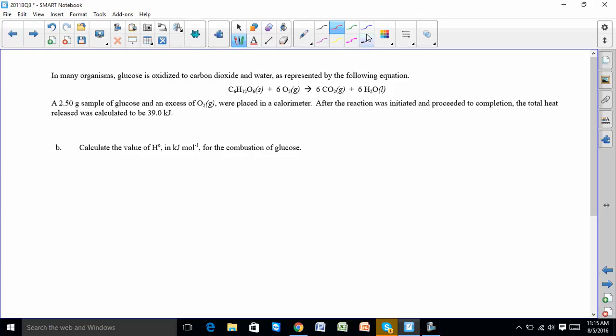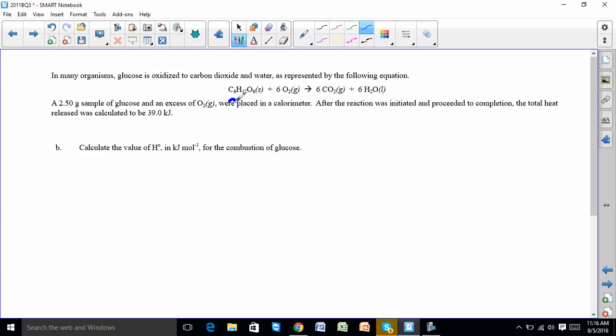That easy. In many organisms, glucose is oxidized to carbon dioxide and water, as represented by the following equation. So glucose, and then this is actually what happens in the body. Glucose is the food the cell uses, and you breathe in oxygen and convert it over to carbon dioxide. That's what you exhale, and water, and that's what your kidneys take care of, getting rid of that kind of stuff.